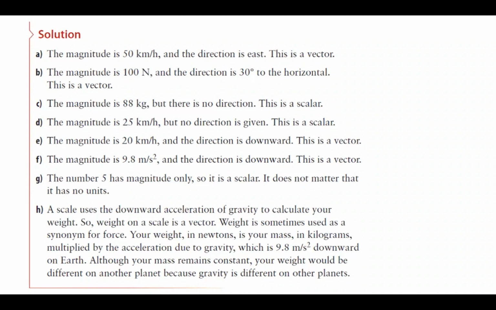H, a scale uses the downward acceleration of gravity to calculate your weight. So weight on the scale is a vector. Weight is sometimes used as a synonym for force. Your weight in newtons is your mass in kilograms multiplied by the acceleration due to gravity, which is 9.8 meters per square second downward on Earth. Although your mass remains constant, your weight would be different on another planet because gravity is different on the other planet.